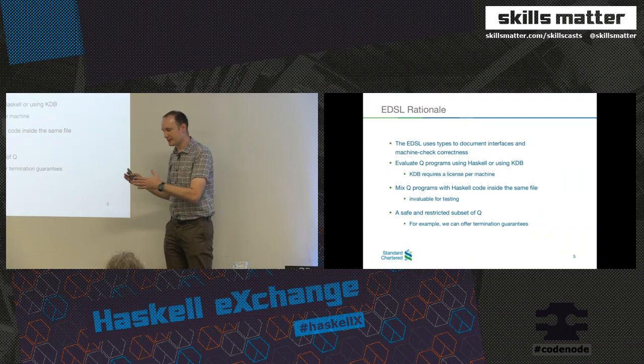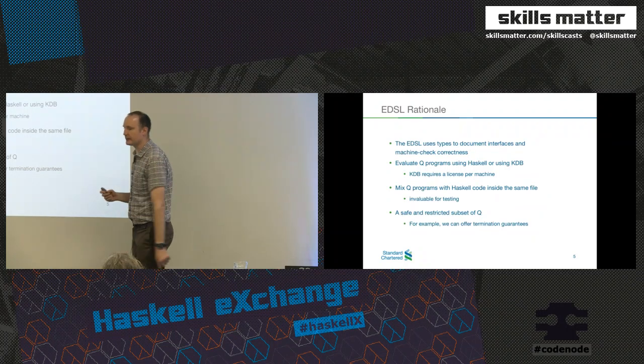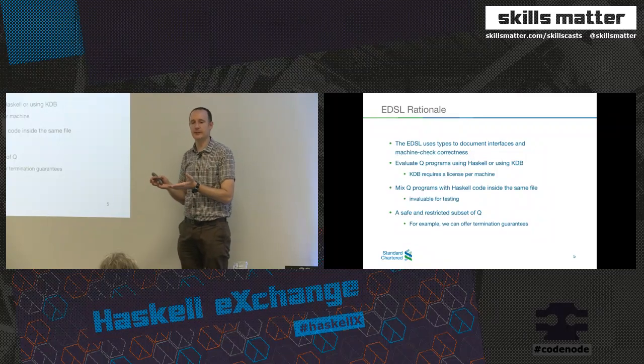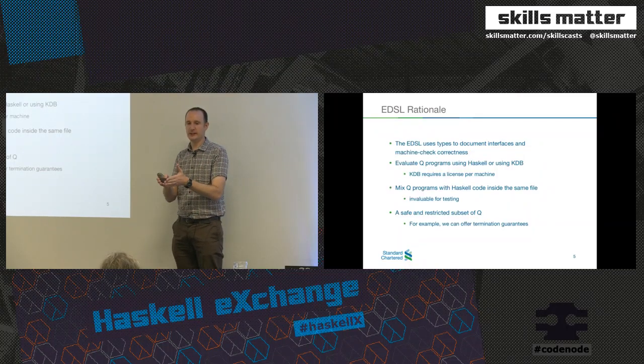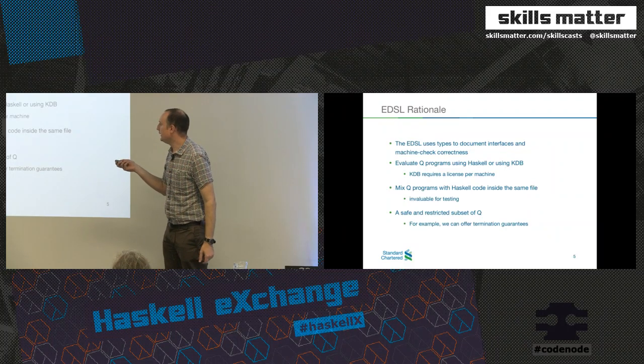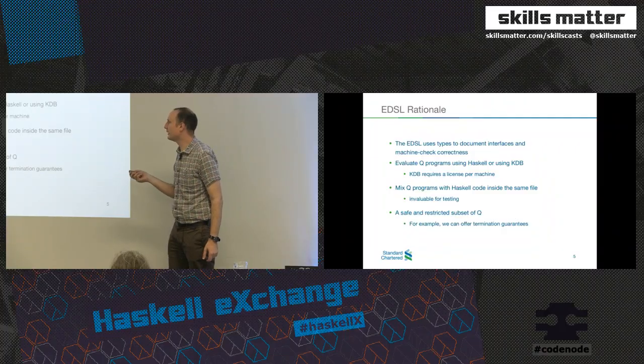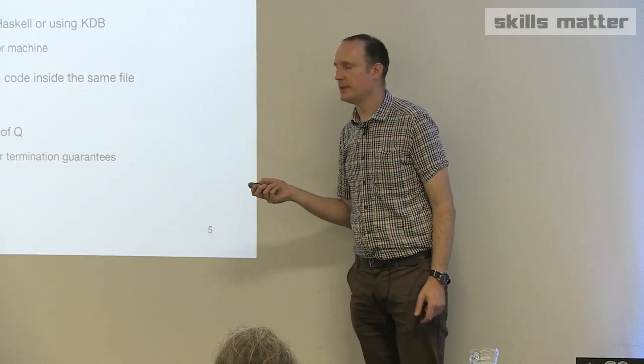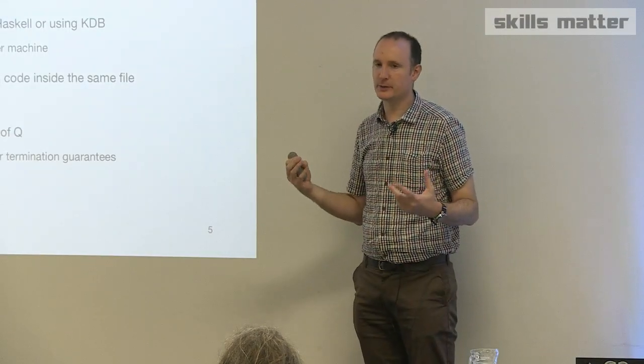The code that this generates has to interface with other stuff written by the Q team, and I wanted to say to them, this will be what I give, this structure, and I will be expecting this. I wanted to type, you know, a schema essentially. And I also wanted to evaluate Q programs using Haskell as well, because KDB requires a license per machine, which, in a bureaucratic bank, is very difficult to get hold of.